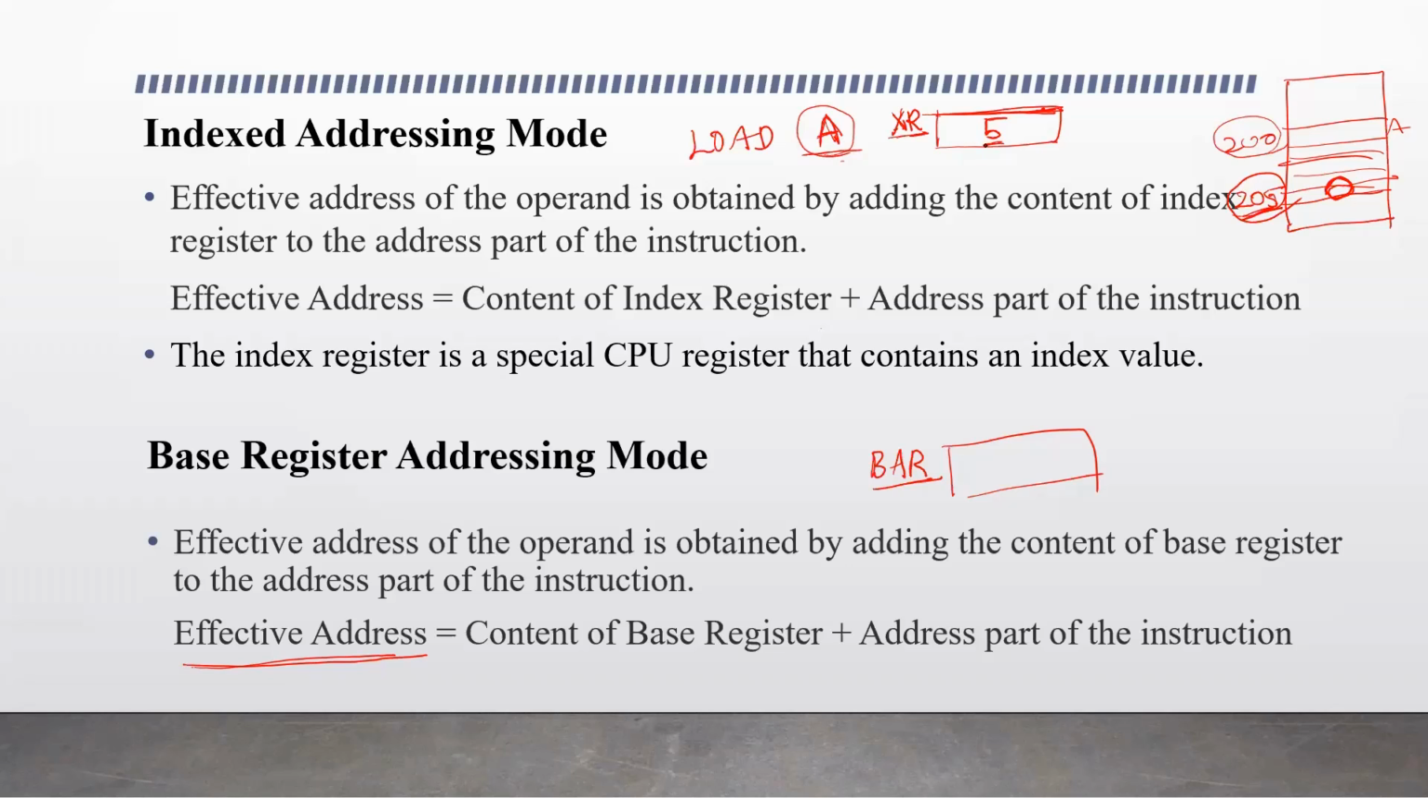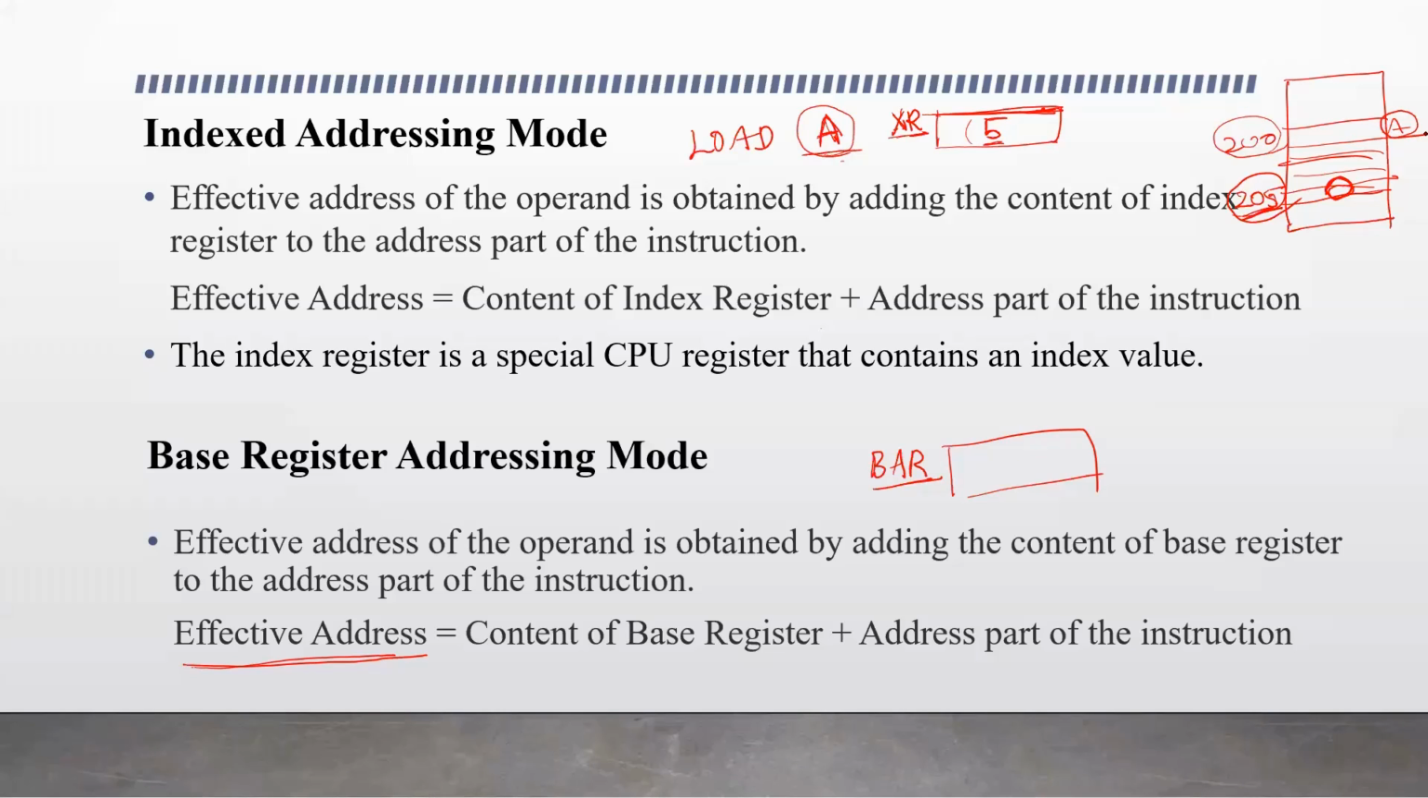The index register that is maintained in the CPU will have a value. That value needs to be added to this address A to find the effective address. This is generally used when we have an array of elements stored in memory and we want to access those elements. When we need to locate a particular element, we will have the initial address in the instruction. We don't know the index value.